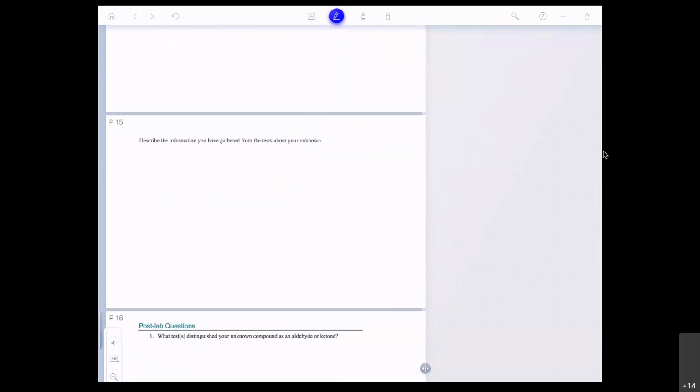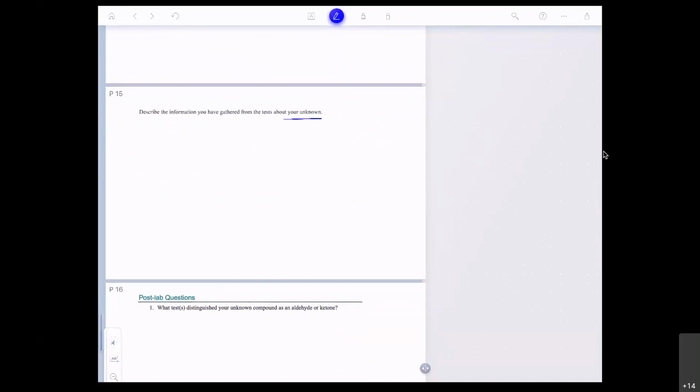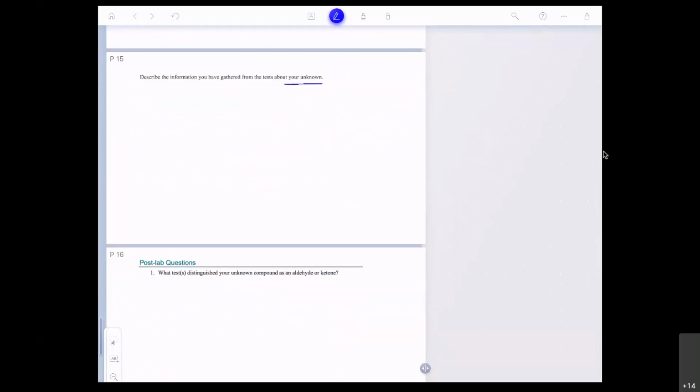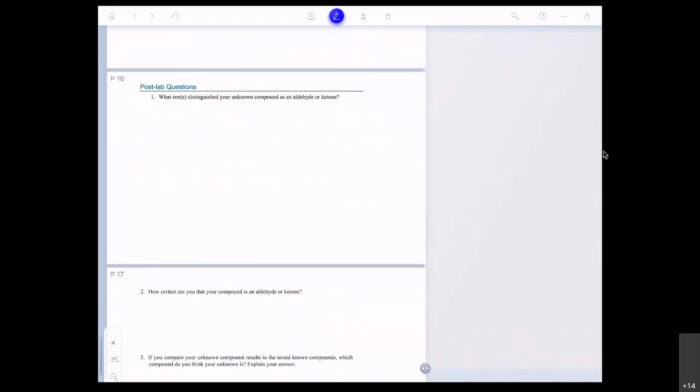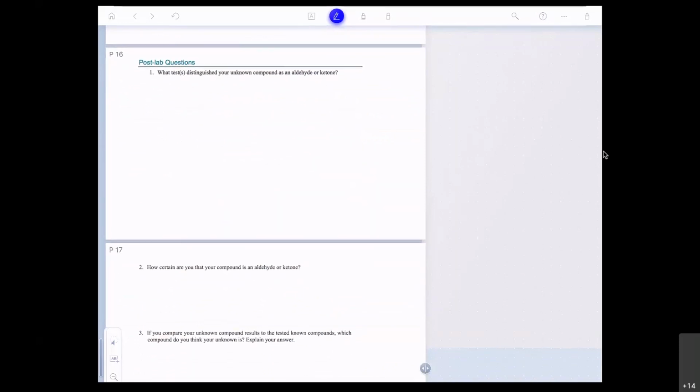So based on all the information you gathered from the tests, you want to comment on your unknown. What kind of unknown is it? Whether it's an aldehyde or a ketone. If it's a ketone, you want to say whether it's a methyl ketone or not. These questions should all stem very easily from the pre-lab lecture. What tests distinguish your unknown compound as an aldehyde or ketone?